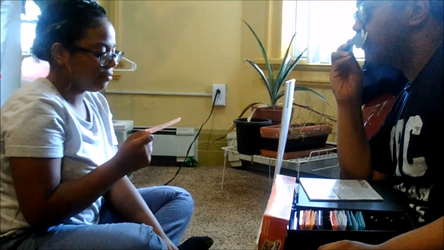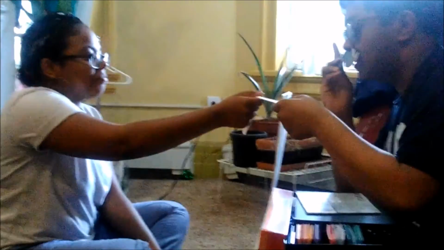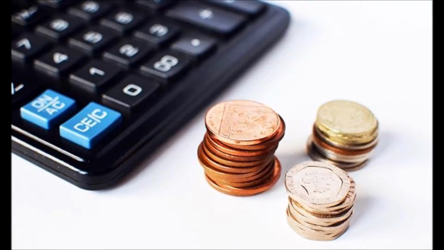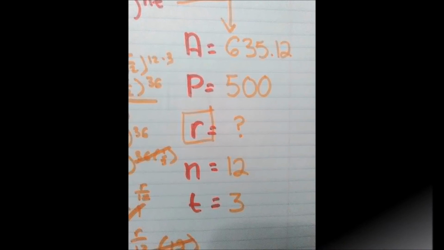$906.64. For our third and final example, after 3 years, Emily checks her savings account and finds that her balance is $635.12. If she initially deposited $500 into her account and it was compounded monthly, what was the interest rate applied to her account? This problem is a little bit different from the other ones because we have to find the rate instead, which is a little bit harder.